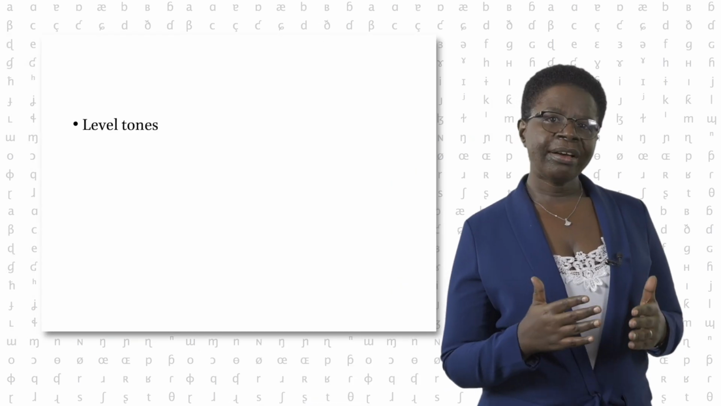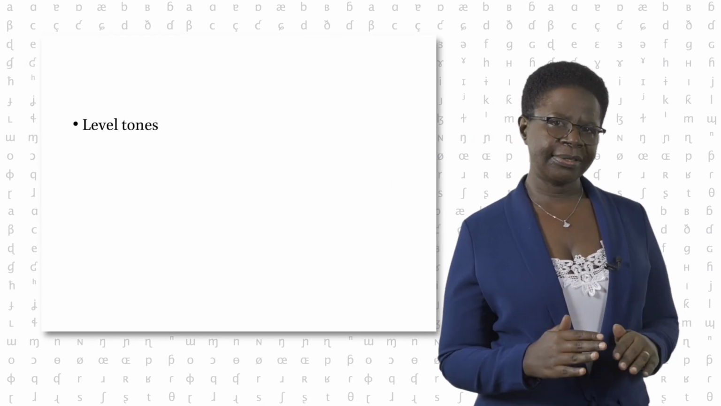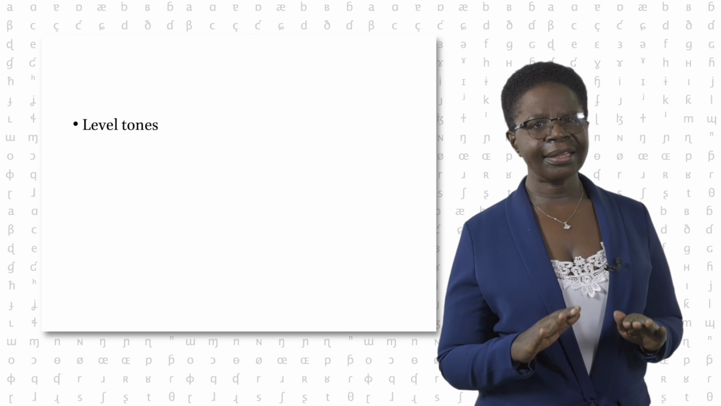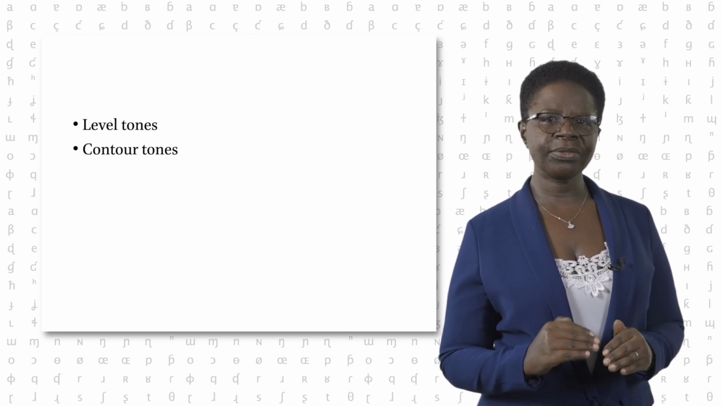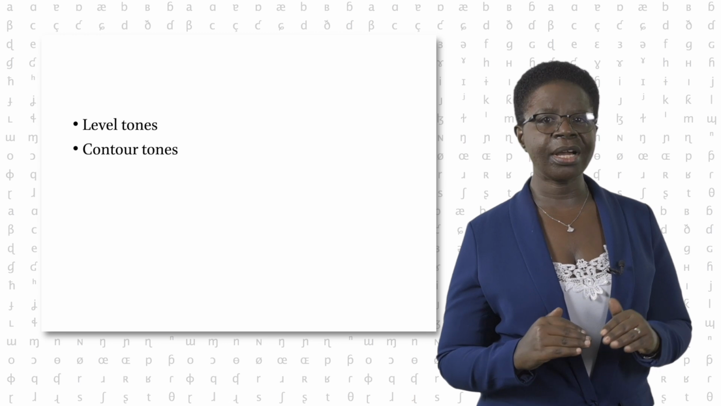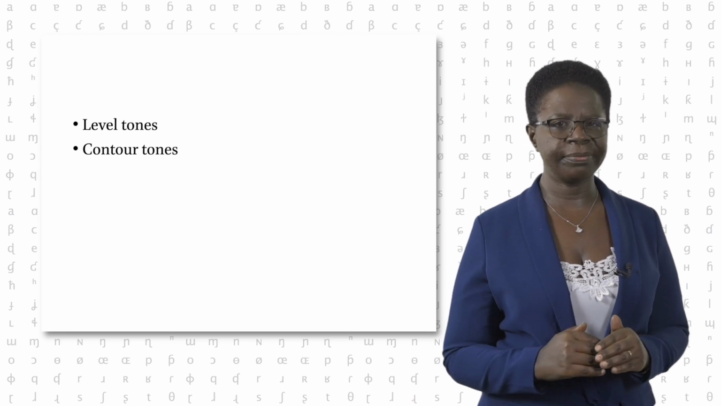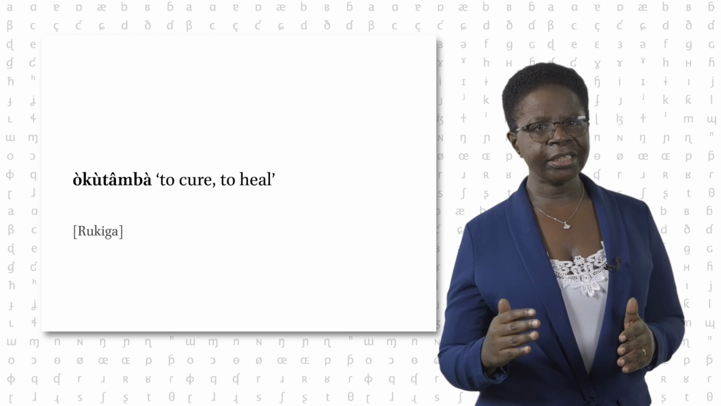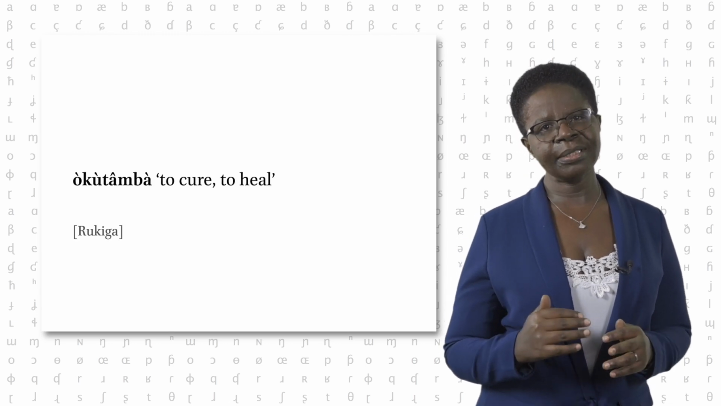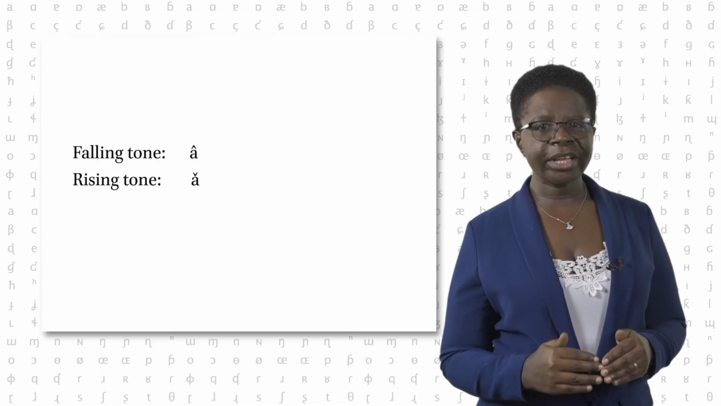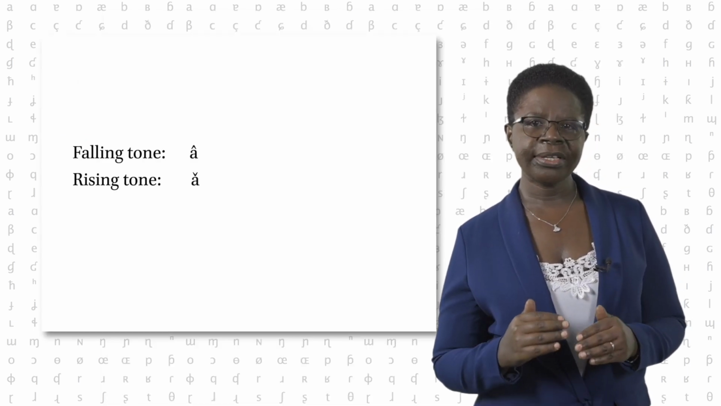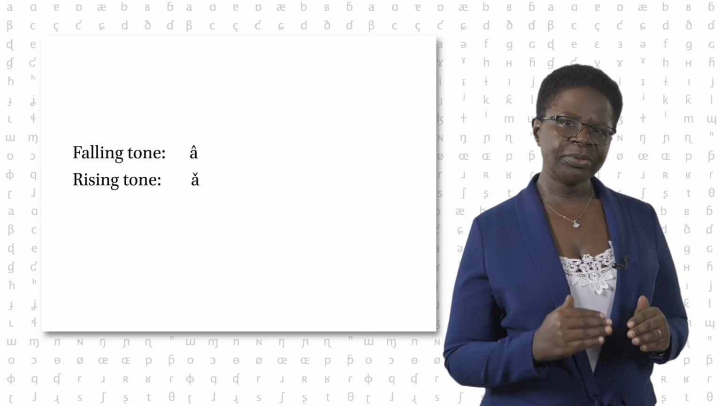The tones we have seen so far are level tones. These are tones that stay at the same pitch throughout their articulation. Contour tones go from one pitch level to another during their articulation. For instance, in Ruchiga, there are falling tones such as the penultimate syllable in the verb okutamba, to cure, to heal. Falling tones are transcribed with a circumflex, and rising tones are transcribed with a colon.